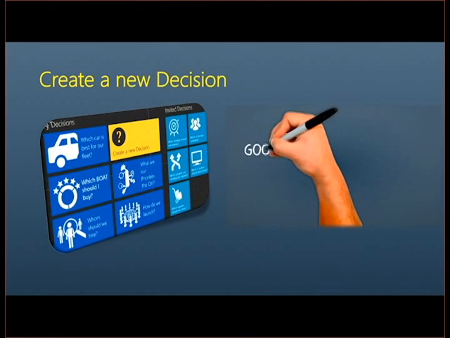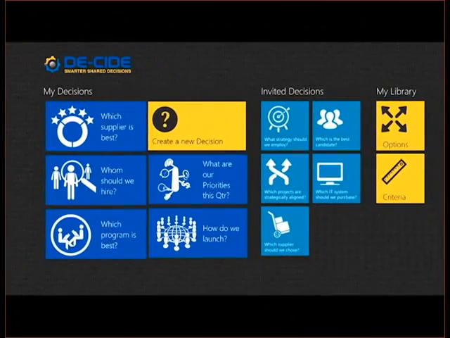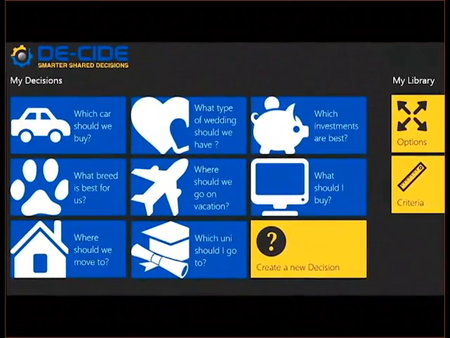The first step of the SMART DE-CIDE process is to create a new decision. Good decisions begin by asking the right questions. Give some thought to the question. Will the final result offer a solution or move you to action? If not, rethink the question you're working with. DE-CIDE is very quick and easy to set up, and you can choose from a preset list of decisions, or you can very easily add your own.